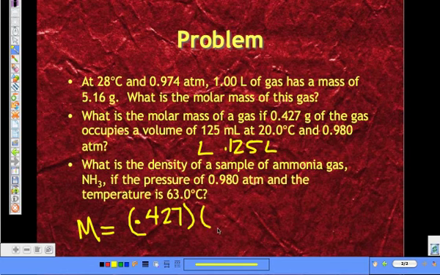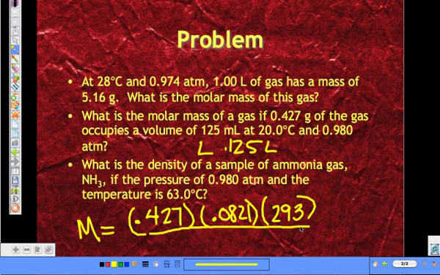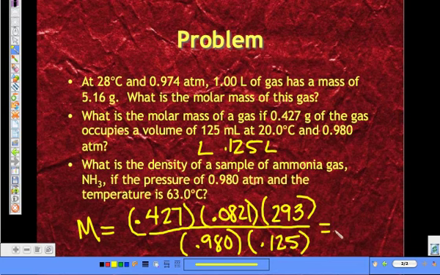So R, it's MRT, R is 0.0821. What's our temperature? And it's over pressure times volume. What's the pressure? Volume, 0.125. We had to change that to liters. 82.85. 83.85.